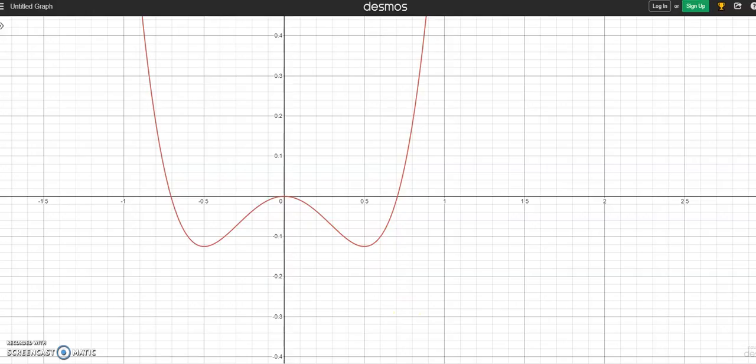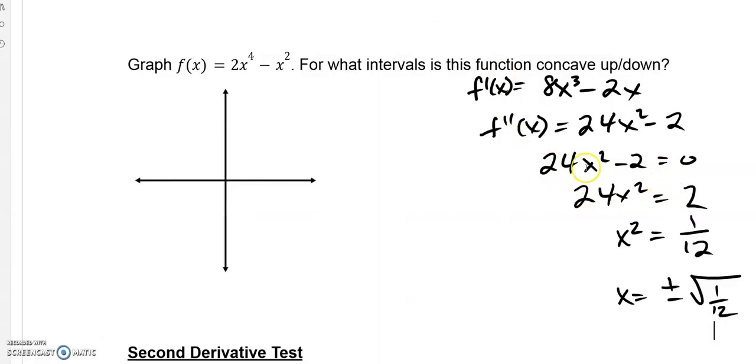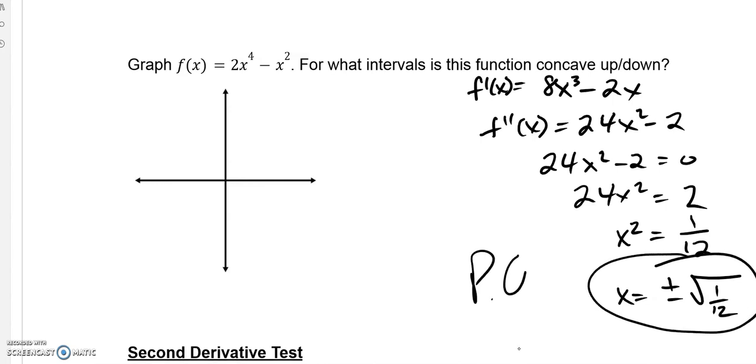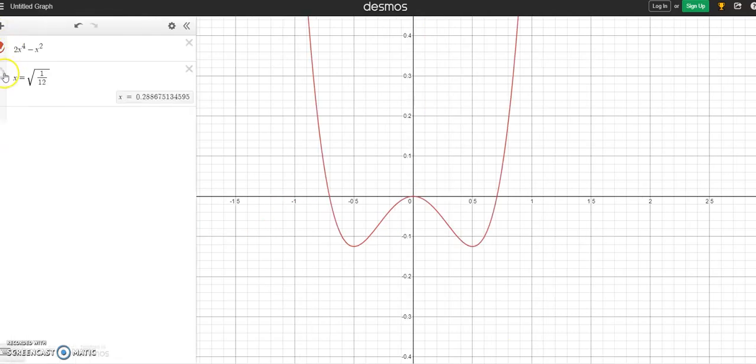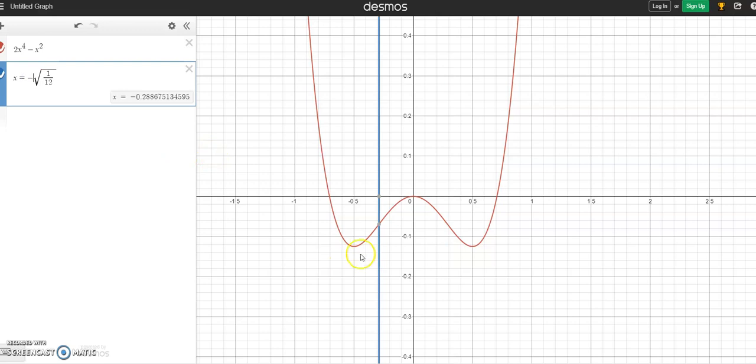So we will have to actually go through, find the second derivative, set it equal to 0, and when we do that, you get positive negative square root of 1/12. So those are the points of inflection. So right here, those are our points of inflection. All right, because if you look at the graph and graph one of those, so right here, x is equal to square root of 1/12, right there is a point of inflection. And then over here on the other side is your other point of inflection at negative square root of 1/12.